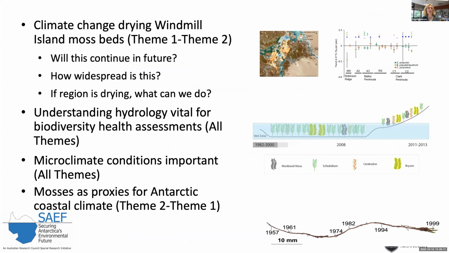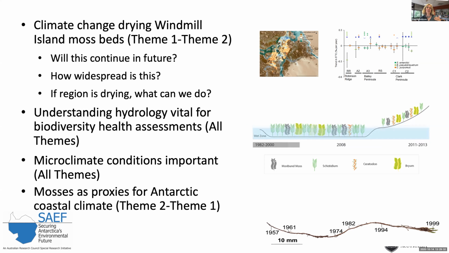So climate change is drying the Windmill Islands moss beds. And to me, this is a theme 1 affecting theme 2 connection. Is this going to continue in the future? In order to understand that, we have to understand the climate models, and then understand the climate change predictions and also then scale to an appropriate level.